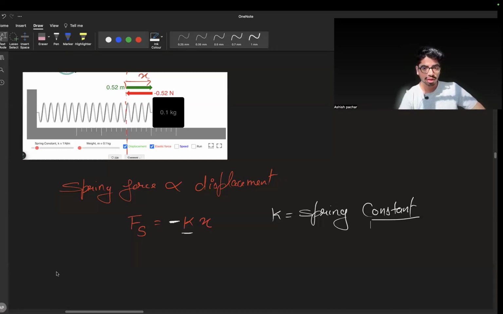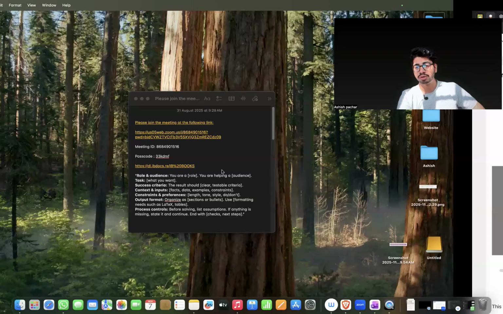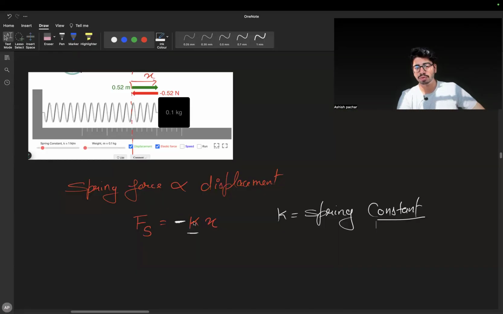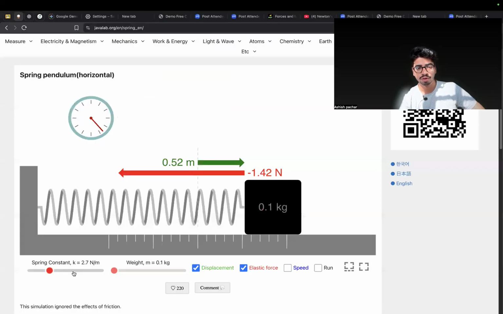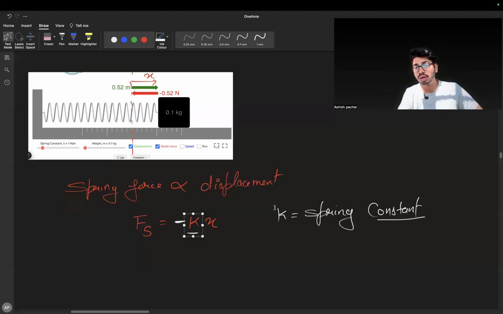So if I change the k value here, the k value is now 1. That's fine. If you change the k value, you can see the force value is increasing, because it is just a constant that depends on the spring. If you change the k value, you can see it become thicker, more stronger, you can say. It is going to apply more force in the opposite direction. So this is how you can look into the spring force.